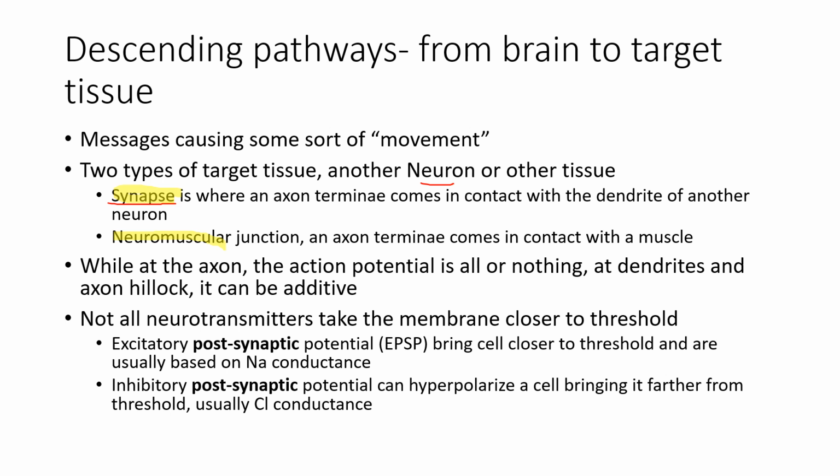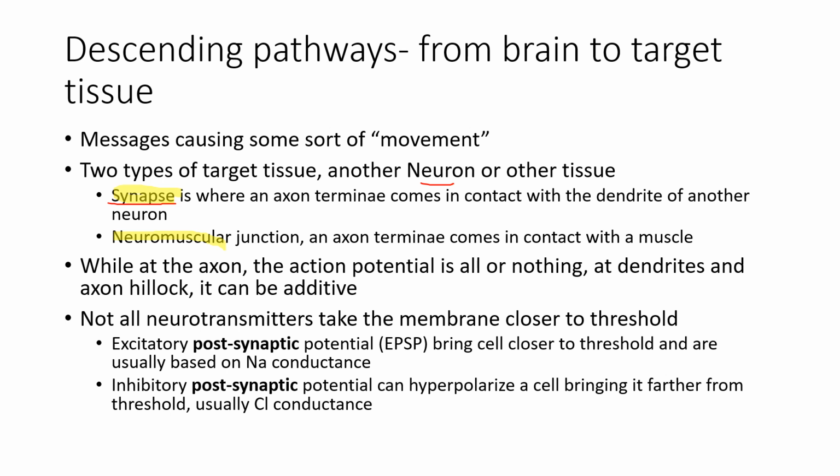And that's how it can actually get to threshold. So in the dendrites, up to the axon hillock, this depolarization tends to be additive. Once it gets to the axon itself, it is all or nothing.